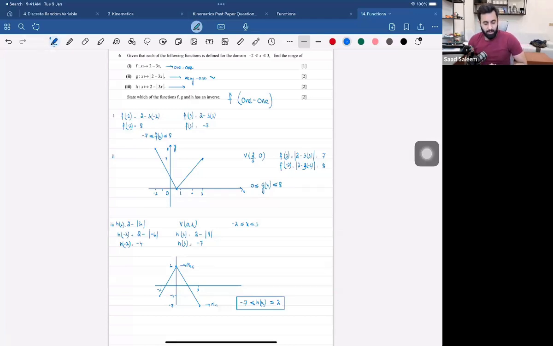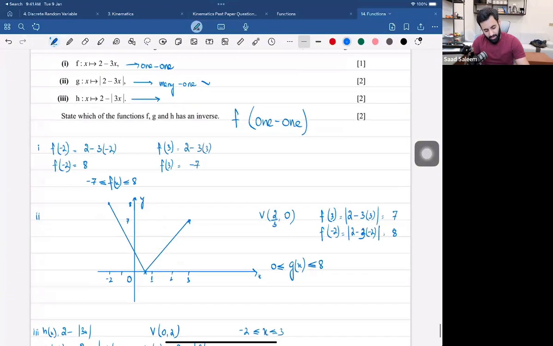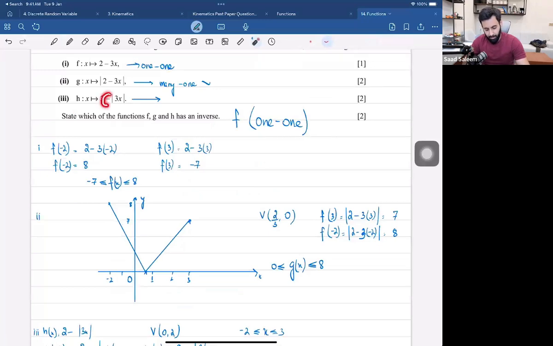So why isn't the minus part reflected here? Because here, notice that we have a minus sign before the modulus. So that means while the end result of modulus of 3x will be positive, when that gets multiplied by minus, it will all become negative. Okay, that's the reason why.